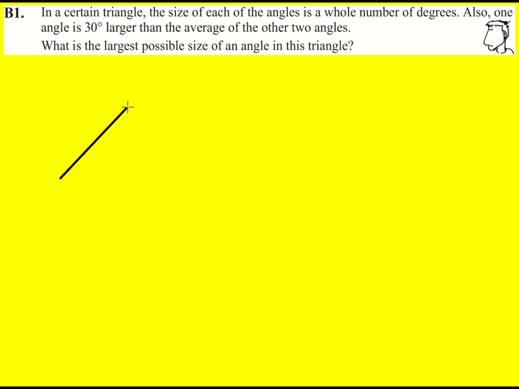We have a triangle. I'm just going to sketch this out. And we're told that each of the angles is a whole number of degrees. And one angle, let's say it's x, is 30 degrees larger than the average of the other two angles. Let's say they are y and z. It's not drawn to scale or anything, but let's say that is x and y and z here.